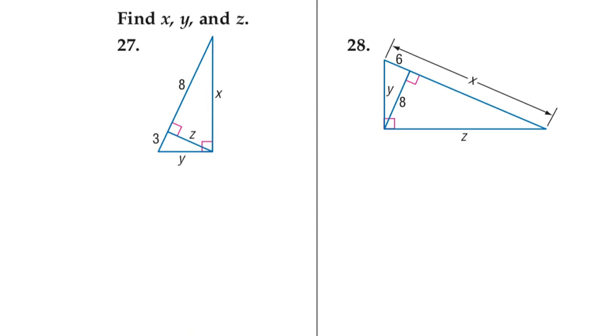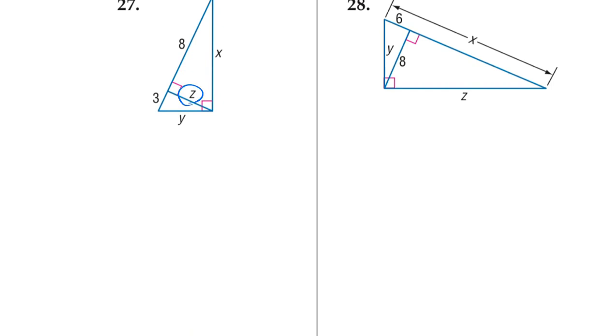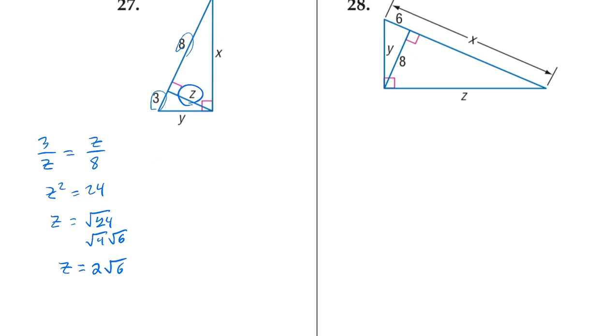Okay, very cool. Now we're looking for x, y, and z. So we're looking at a lot of problems this way, forwards, backwards. So again, I'll use the theorem once, and then I won't use it the other time. So in the first one, z is the geometric average of the two segments. Okay, so 3 is to z as z is to 8. So z squared equals 24. So z equals square root of 24, which is square root of 4, square root of 6. So z is 2 root 6.